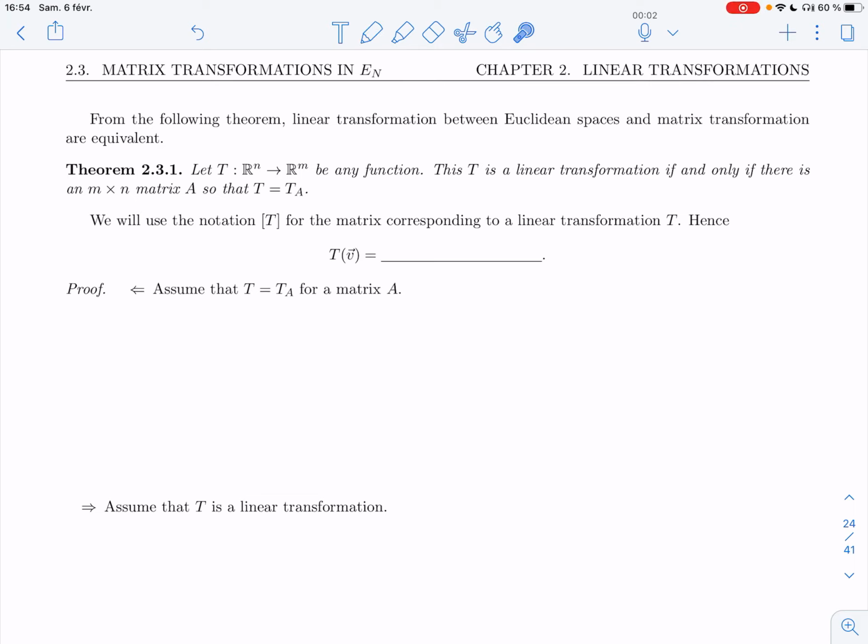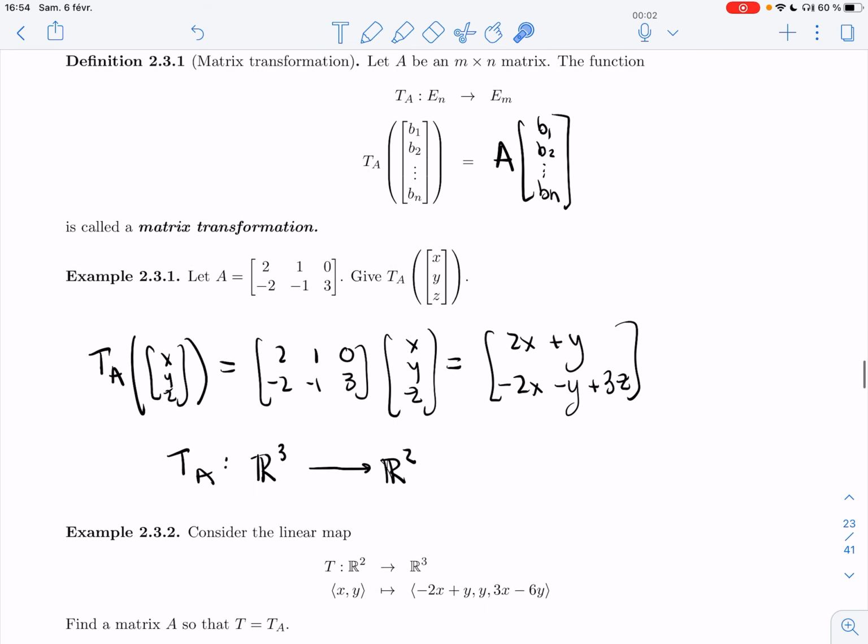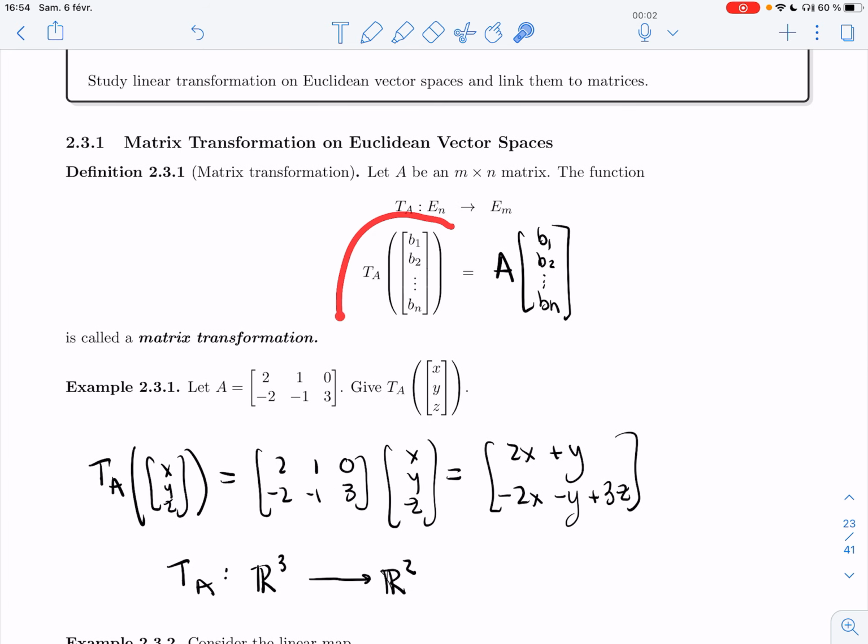In the last video, we talked about what matrix transformations were. Really, we just take a vector b1 through b2 and we multiply it by A. That's going to be a transformation from Rn to Rm, or from the Euclidean space of dimension n to Euclidean space of dimension m.